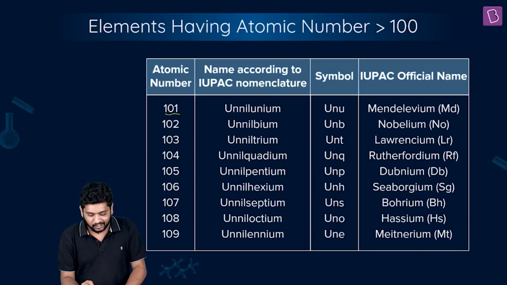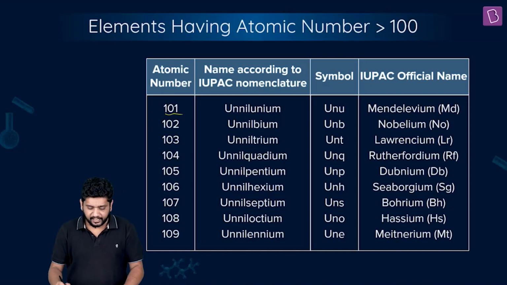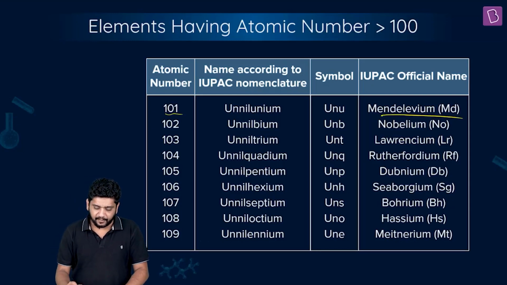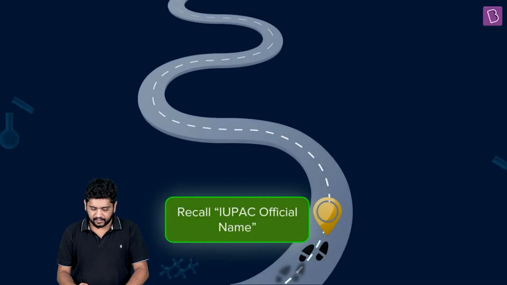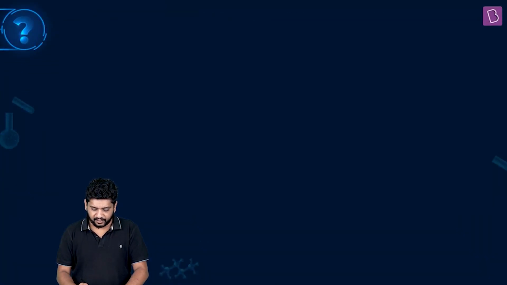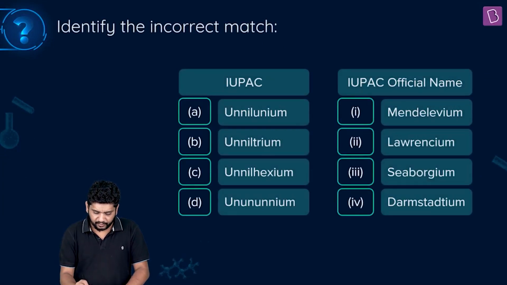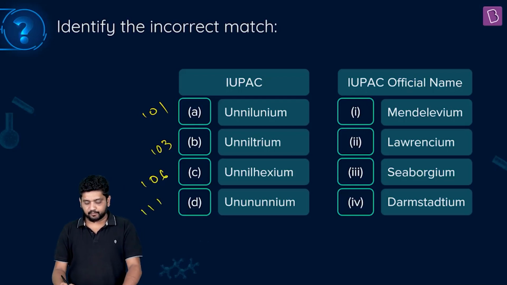Okay, so 101, what will it be? Unnilunium, right? And it is mendelevium, which is given in our list. Let me quickly see what elements were given to us. At least if I remember all the numbers, it will be nice. So we had unnilunium 101, unniltrium 103, unnilhexium 106, and unnilunium would mean 111, right? So mendelevium, lawrencium, seaborgium, and darmstadtium, right? These are the names that are given.